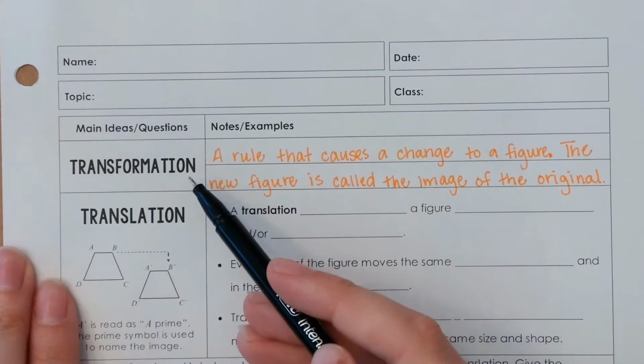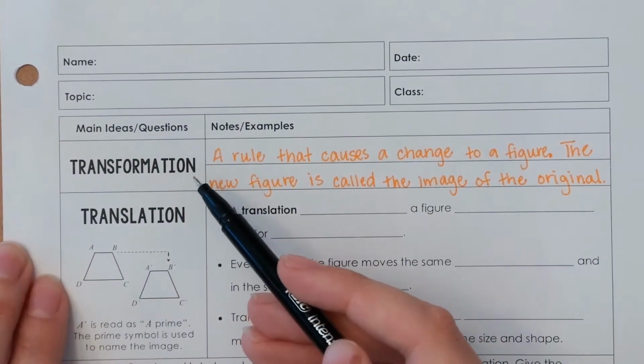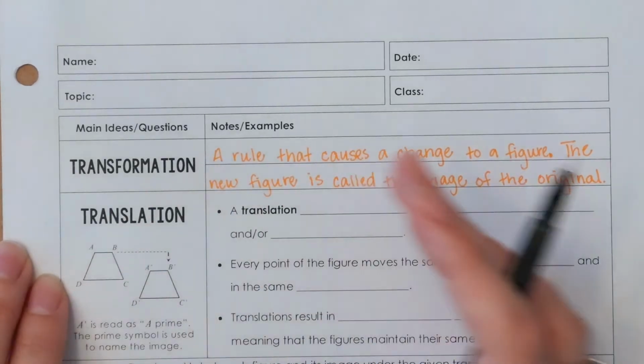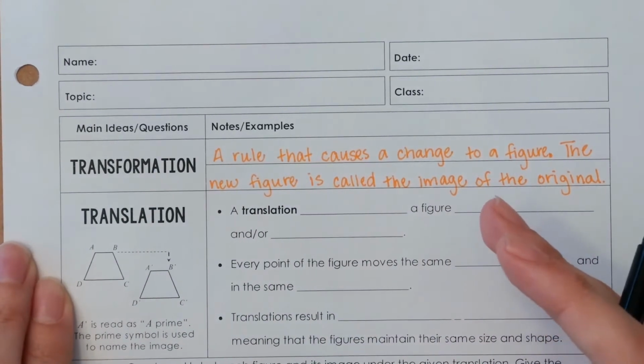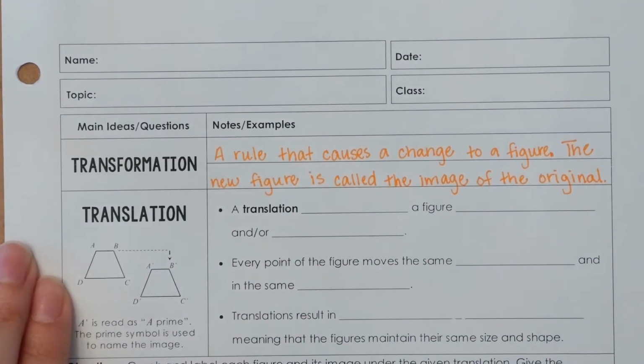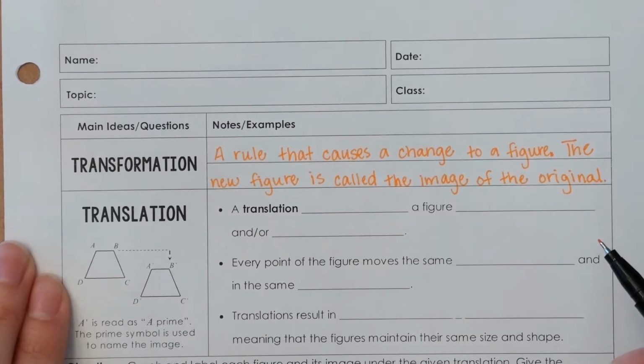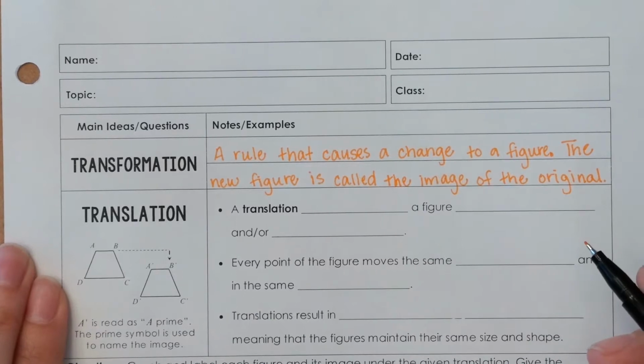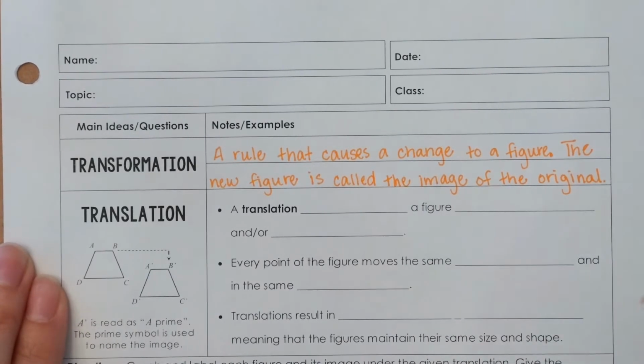So in general, transformations is just rules in general, but then there are different types of rules. So there are actually 4 different types of rules. There are translations, reflections, rotations, and dilations. We are only going to talk about 2 of them, and we're going to take a day for each. So today is translations.